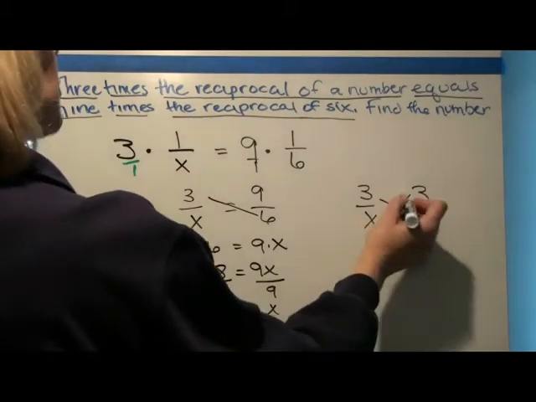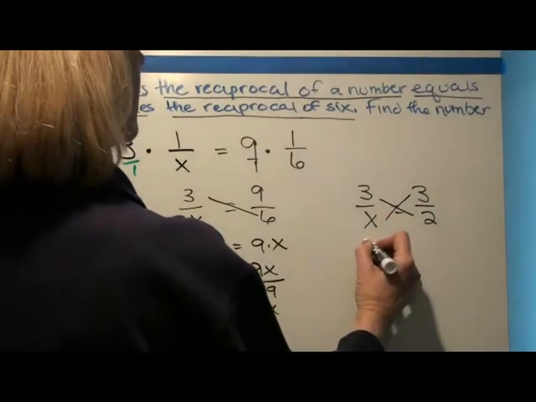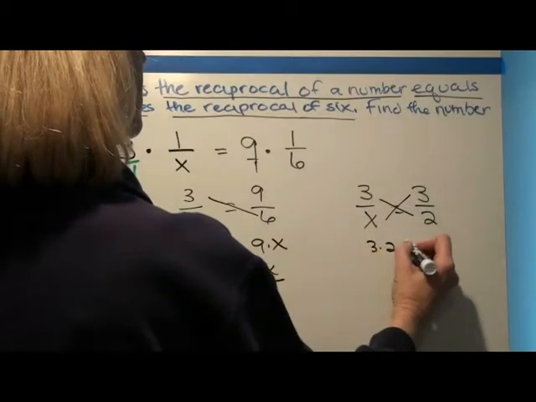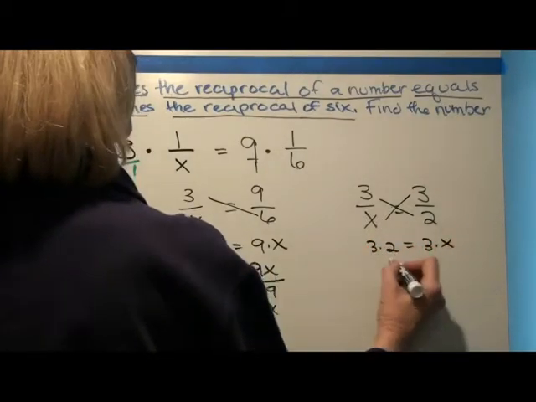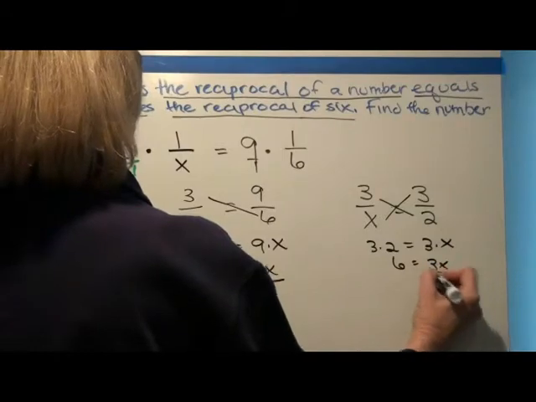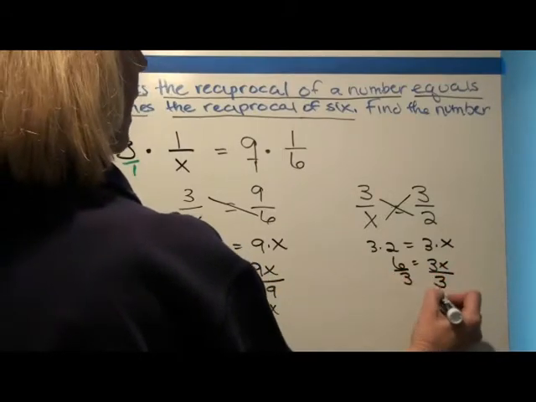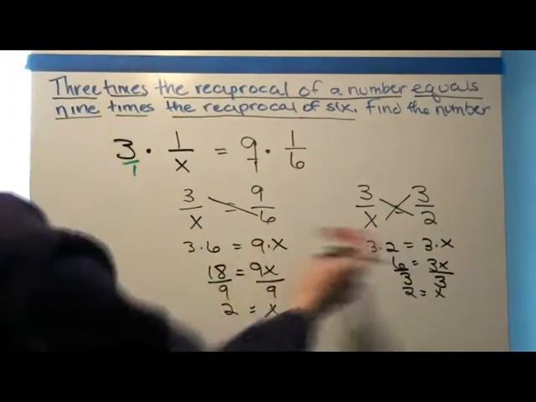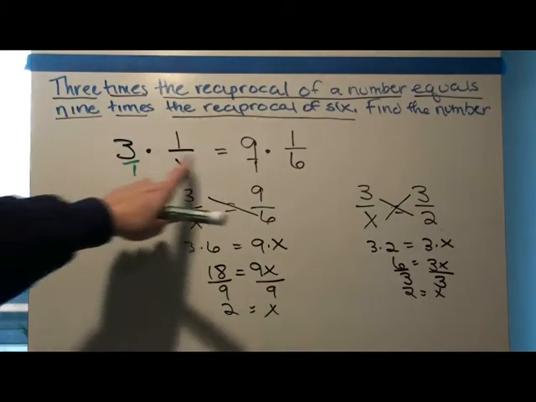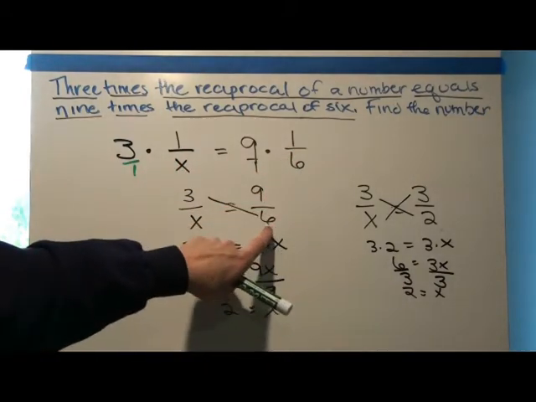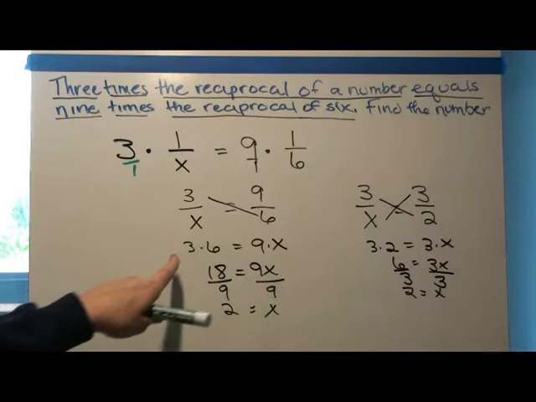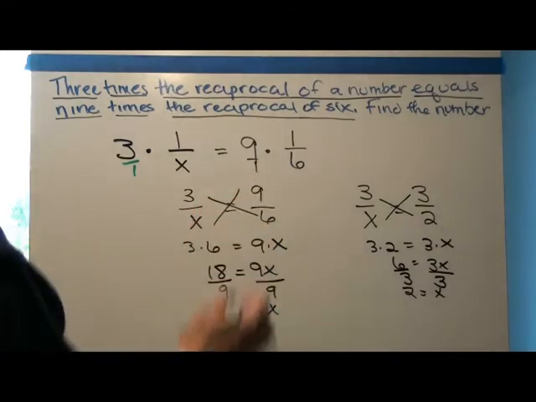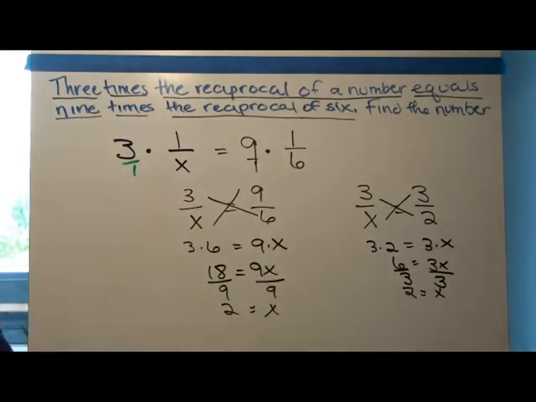Or you can do the cross product and you can get 3 times 2 equals 3 times x. 6 equals 3x. Divide by 3. X equals 2. See, it didn't really matter which way you did it. So if you just want to work it straight out and say, hey, that's a proportion, cross products, you're going to get x equals 2.